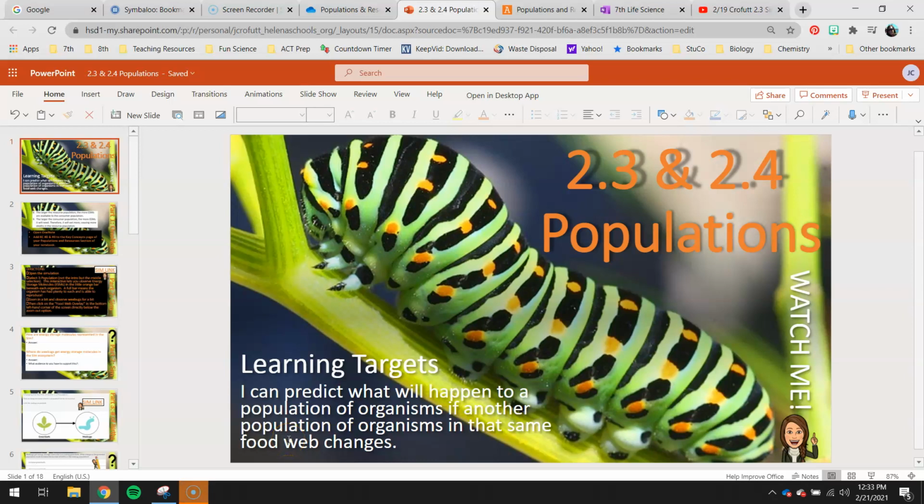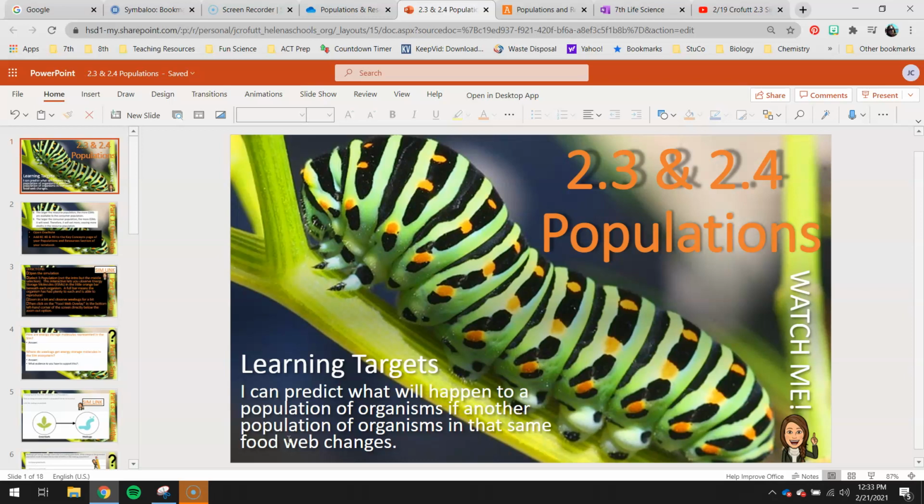Hey, 7th graders, today's activity is 2.3 and 2.4 populations. Your main focus around this is going to be the sim activity and using that simulation to see how when we change one population in a food web, it's going to affect the other organisms in that food web. So you guys will be doing a lot of predictions and then a lot of testing your predictions and recording data to see whether your prediction was right or not.